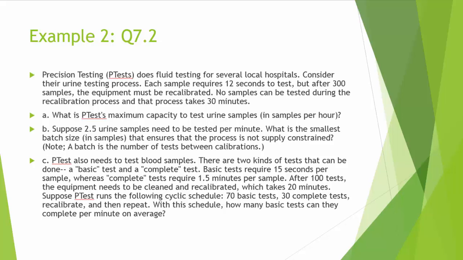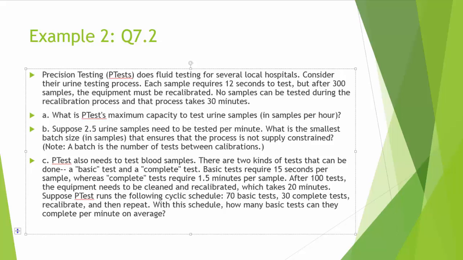Here are the three questions. A. What is P-test's maximum capacity to test urine samples in samples per hour? B. Suppose 2.5 urine samples need to be tested per minute. What is the smallest batch size in samples that ensures that the process is not supply constrained?